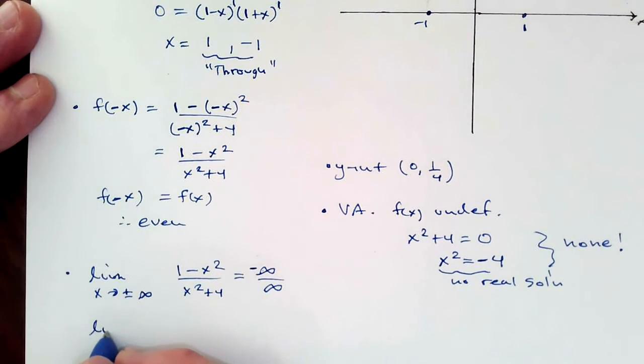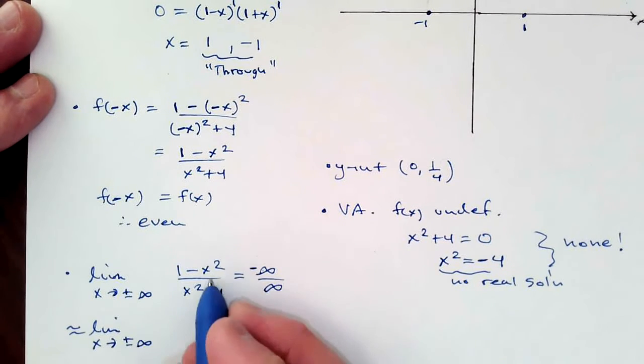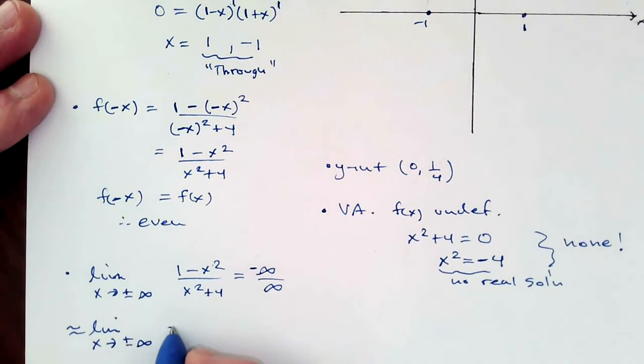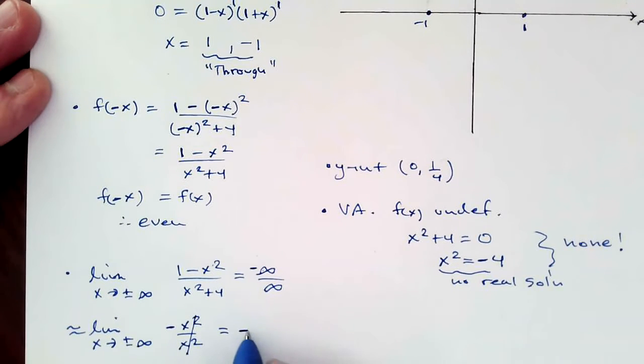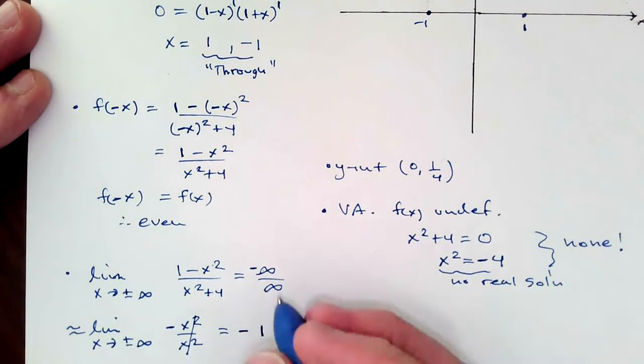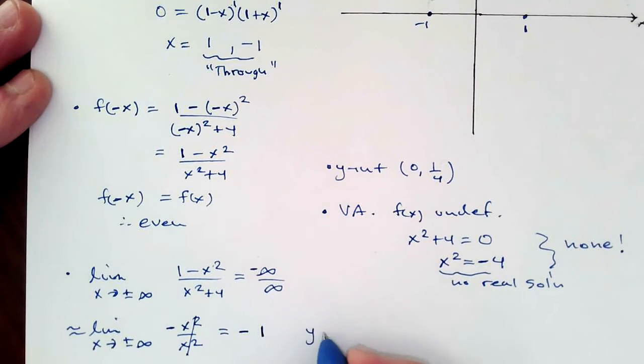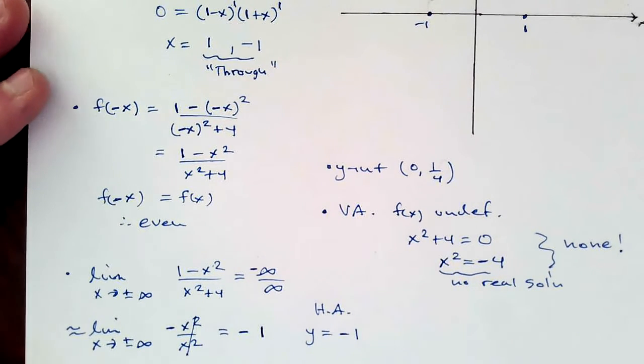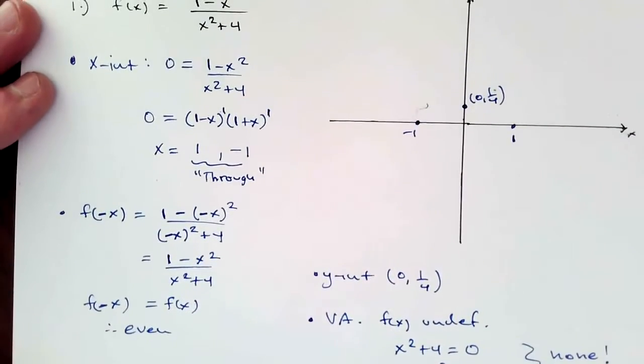And we discussed on a previous video that the shortcut for doing these horizontal asymptotes is to just focus on the terms that have the highest degree on the top and the bottom, which is just -x² over +x², which cancels out, and I end up with -1, which as expected is negative. So I have a horizontal asymptote, I use HA for that, of y equals -1. Back to our graph up here.